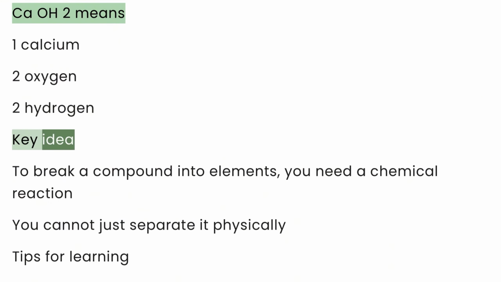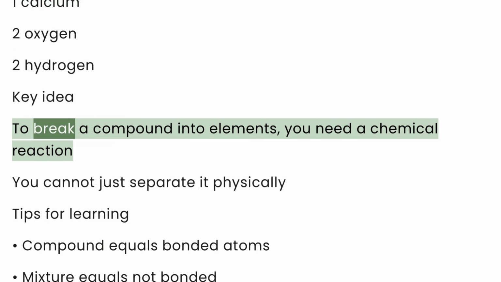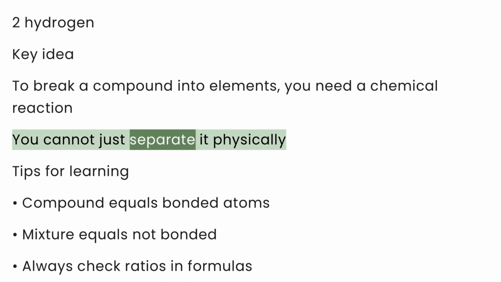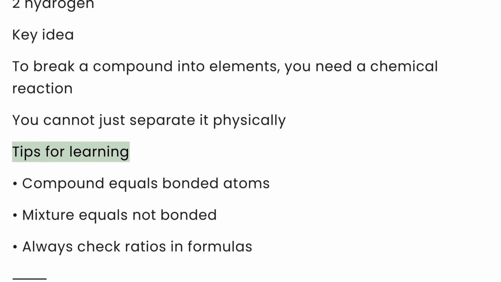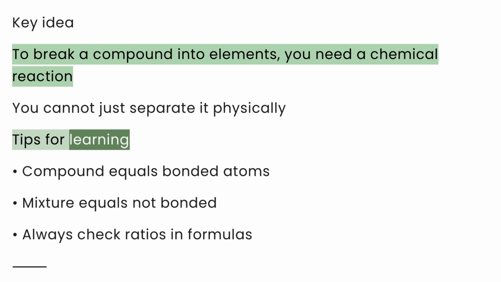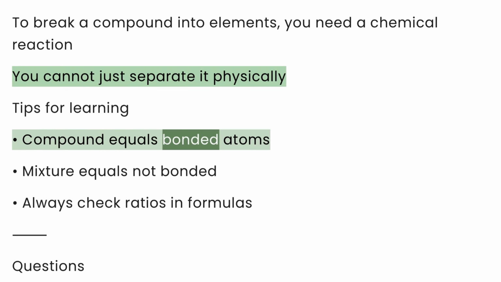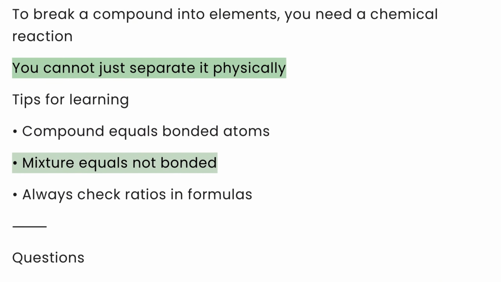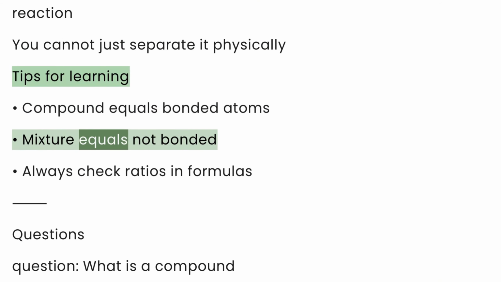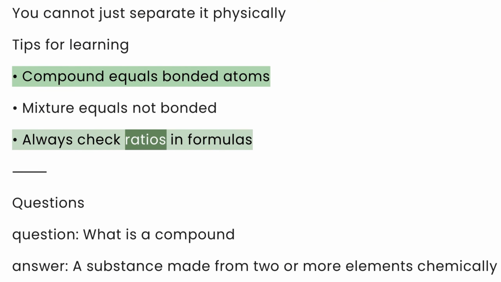Key idea. To break a compound into elements, you need a chemical reaction. You cannot just separate it physically. Tips for learning. Compound equals bonded atoms. Mixture equals not bonded. Always check ratios in formulas.